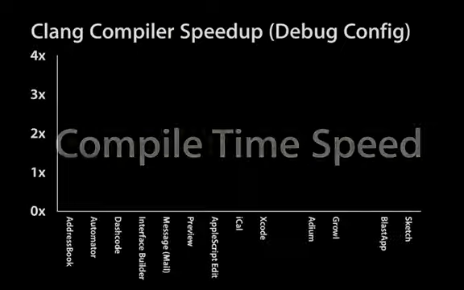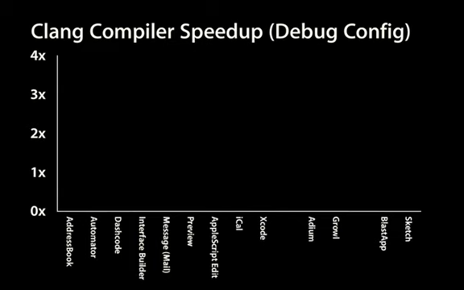So compile time speed. Well, this one's interesting. Yesterday, Andreas told you that Clang compiles code twice as fast as GCC. That's true, but it's only part of the story. If you look at how much faster Clang is than GCC, it's a lot more interesting.